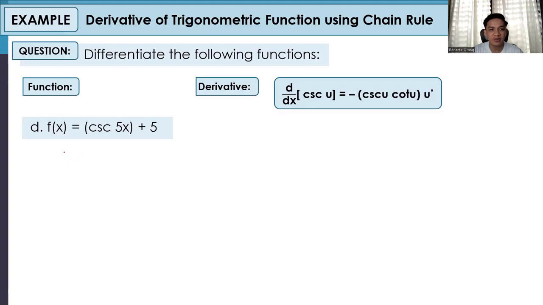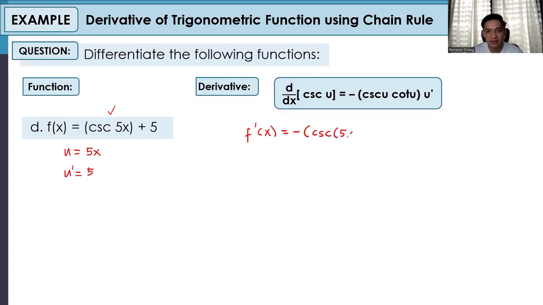So first thing that we need to do is to identify our u that is equivalent to yung nasa loob ng ating cosecant function which is 5x. Next class, the derivative of our u is equivalent to 5. So proceed po tayo sa first part which is the derivative of our cosecant 5x. We have f prime of x is equivalent to the derivative of cosecant 5x is equivalent to negative open parenthesis of cosecant of u. Ang u po natin is 5x.